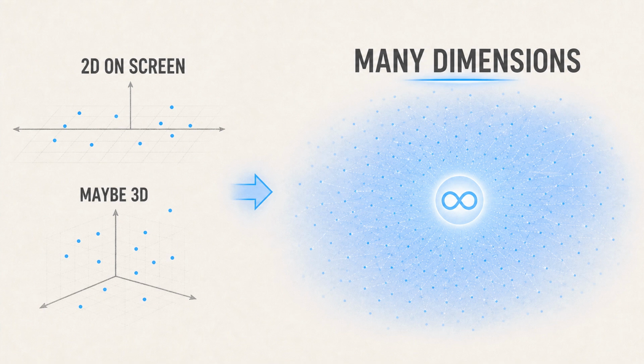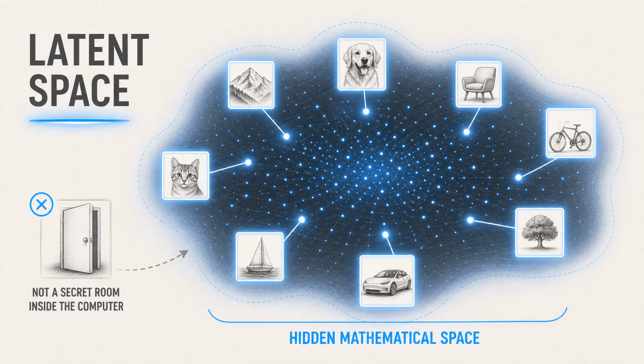Each dimension is not always easy to name, but together they create a useful structure. Latent space is the hidden space where these compressed representations live. The word latent means hidden. It is not a secret room inside the computer. It is a mathematical arrangement of points that captures patterns the model learned from data.